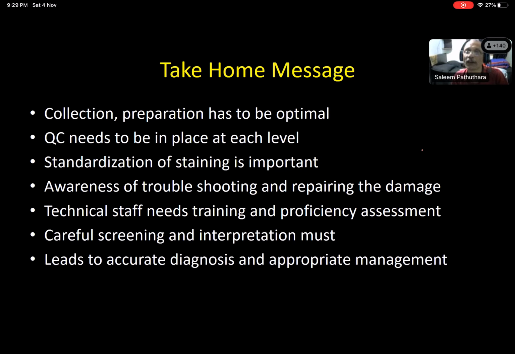Standardization of the staining is important. Awareness of troubleshooting and repairing the damage is also very important. Technical staff needs training and proficiency assessment, and every month at least you check how proficient they are, whether they are making good smears. Careful screening and interpretation is a must. Just jumping into a diagnosis and making a wrong diagnosis is not expected.